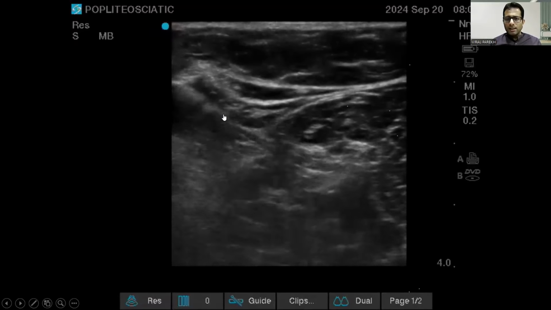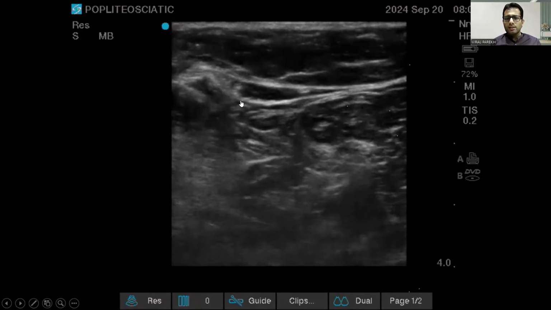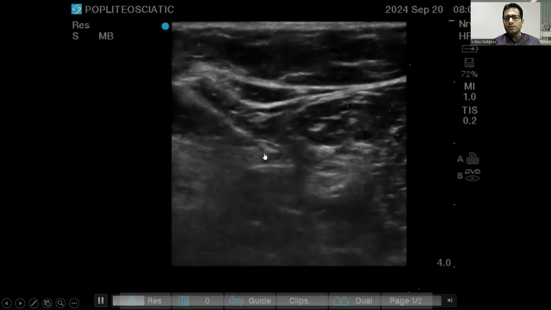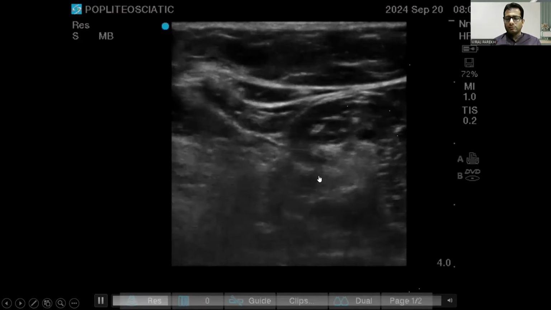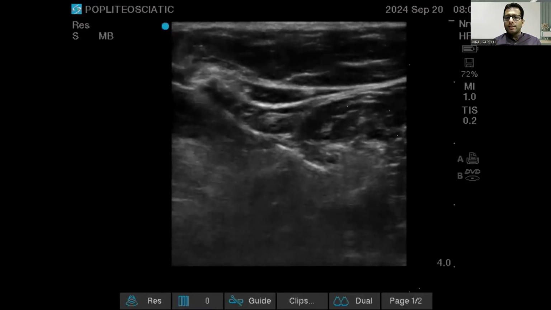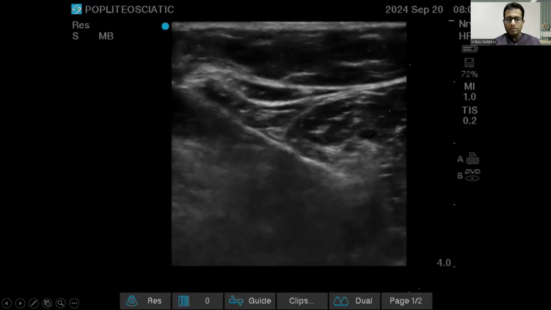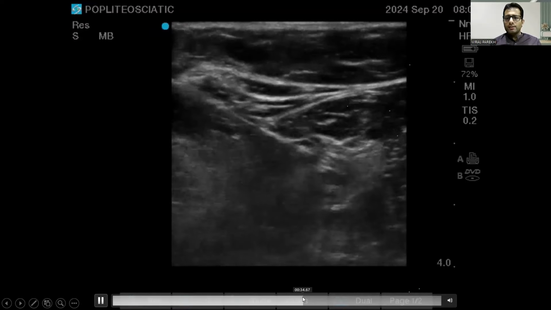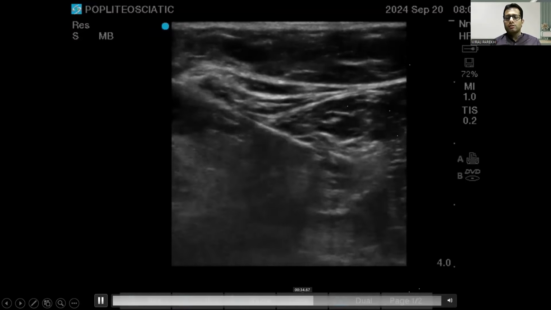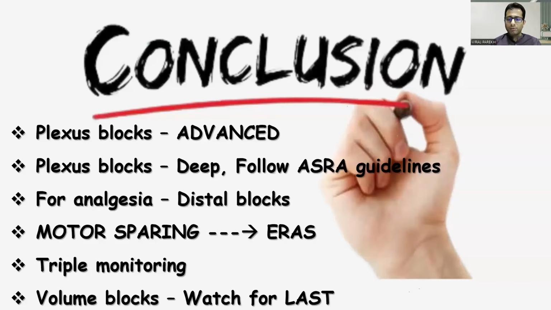And this is the needling. As we can see, the needle is coming from the left side of the screen. Just getting a classical pop. As I deposit the local anesthetic, it will cover both the components.